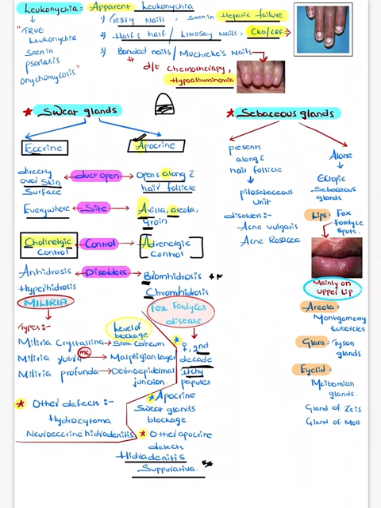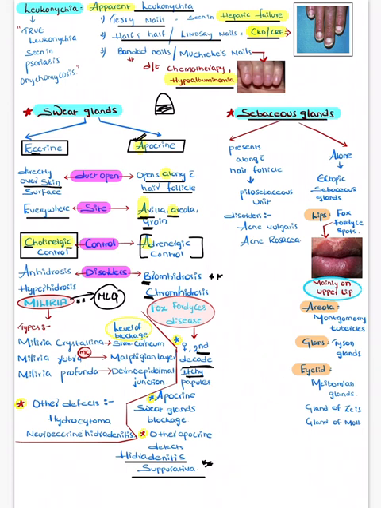Now, an eccrine gland disorder is miliaria. This is important from the MCQ point of view; they may ask miliaria is a disorder of which gland, so it is a disorder of the eccrine gland. There may be types of miliaria, but we don't need to remember them, guys. That's not of much importance.